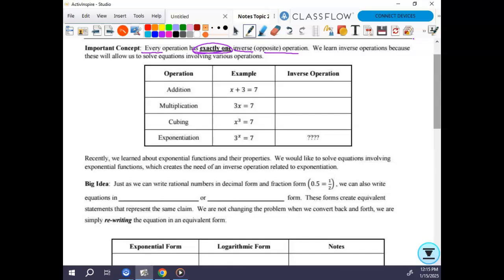So if I have x plus 3 equals 7 here, and I'm trying to solve for x, well, since this is addition, the inverse operation of addition is what? Subtraction, okay? I mean, that's something that we've known for a long time. We talk about it as the opposite. I don't know if you always use the word inverse, but they are inverse. That's what helps us solve equations. So what's the inverse of multiplication? Division.